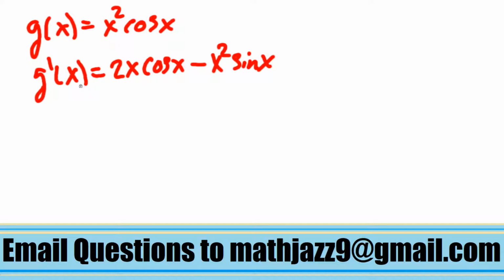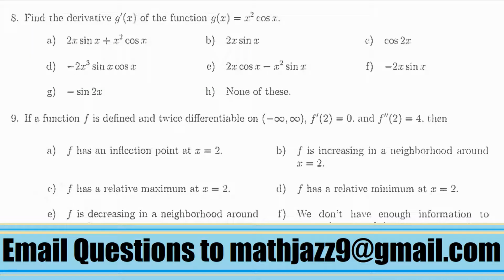So that's just our derivative, and we're done with that question. Let's move on to the next one. We have a function f that is defined and twice differentiable on the real number line. F prime of 2 equals 0, f double prime of 2 equals 4. Then what? So let's look at all of our options.